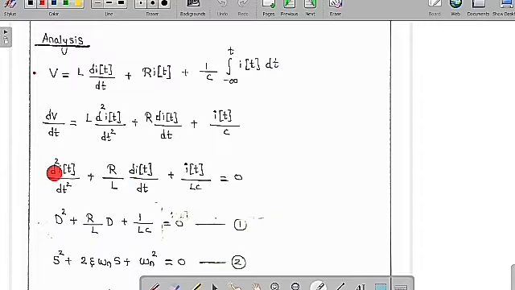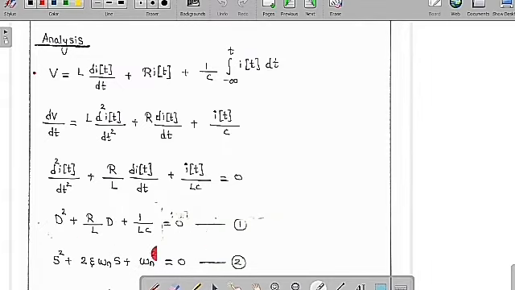We are going to get finally d square i(t) by dt square plus R by L di(t) by dt plus i(t) by LC is equal to 0. So now I am going to take i(t) as common, and I am going to assume d/dt is equal to D. With the help of this we are going to get D square plus R by L D plus 1 by LC is equal to 0.